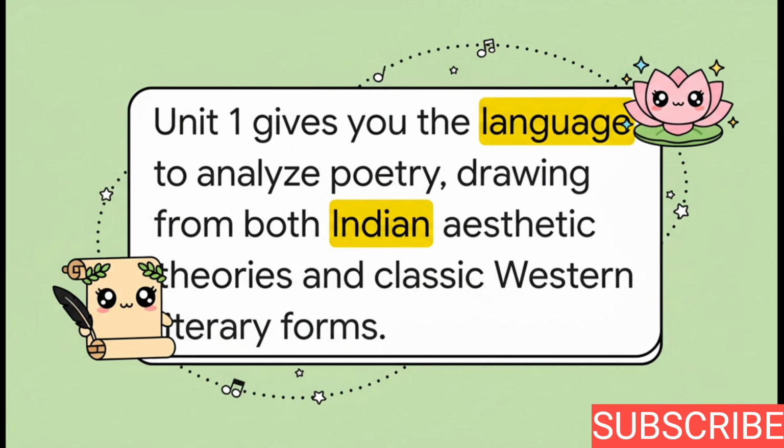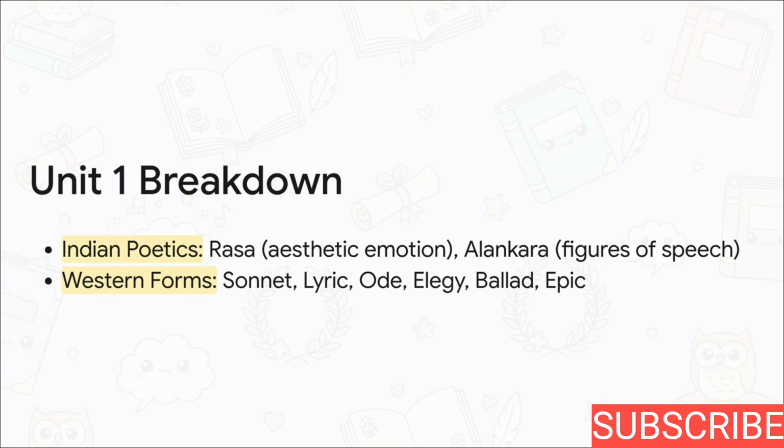By the end of this unit, you'll know how to discuss poetry intelligently, drawing on concepts from both the rich Indian aesthetic traditions and classic Western literary forms. So first, you'll dive into Indian poetics, exploring rasa, which is like the unique emotional flavor of a poem, and alankara, the beautiful figures of speech that act as its ornaments. Then, we'll shift to Western forms, where you'll learn to identify and analyze everything from the tightly structured 14-line sonnet to the grand, sweeping story of an epic.